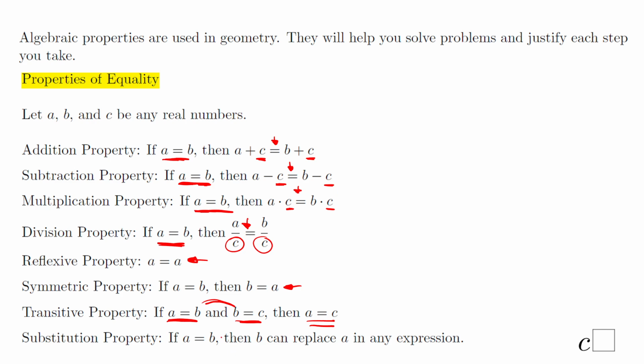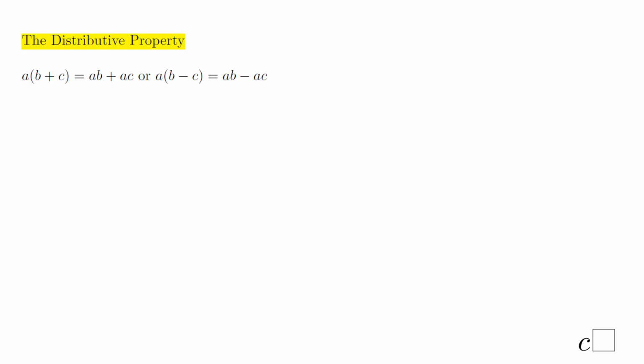And the substitution property, the last one on this slide, says if A equals B, then you can use B and replace A in any other expression you need. One more property that I'm pretty sure you hear about in algebra classes is the distributive property. If we have A times the quantity B plus C equals AB plus AC, and very similar for subtraction, it does work also.